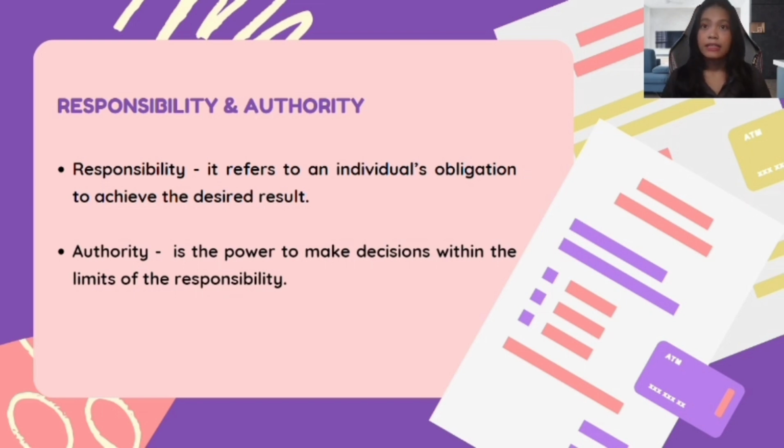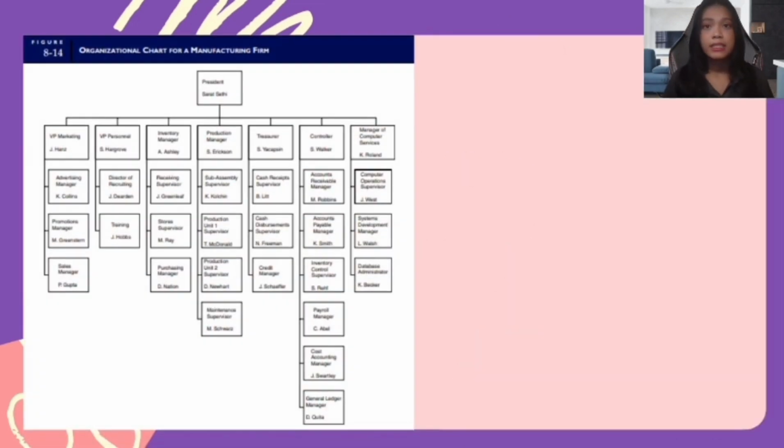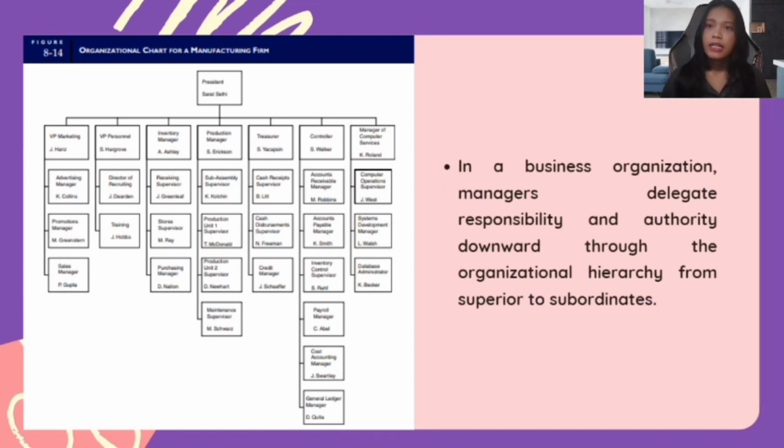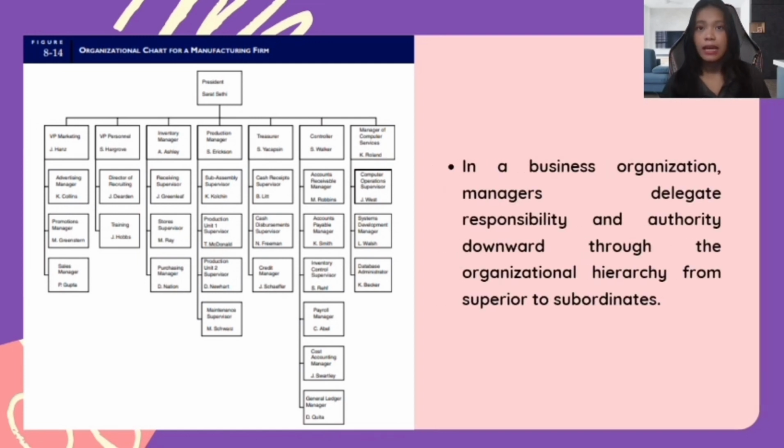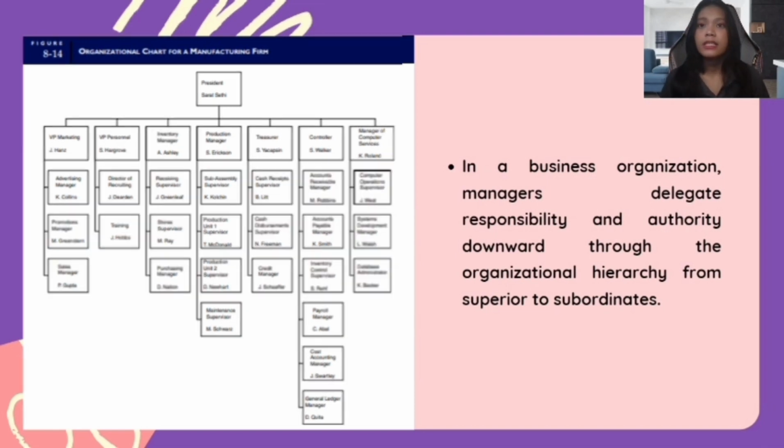Now, let us look at this figure. Here, we can see some of the typical job positions in a manufacturing firm. In a business organization, managers delegate responsibility and authority downward through the organizational hierarchy from superior to subordinates. You can see on the figure that the president is at the top of the hierarchy, and he or she delegates responsibility and authority down to the managers, and then the managers will also assign responsibility and authority to the people under them.